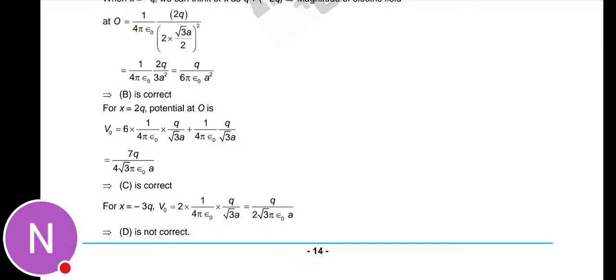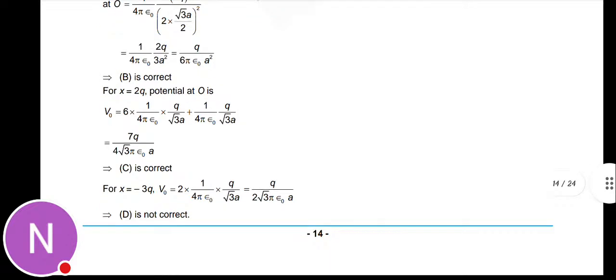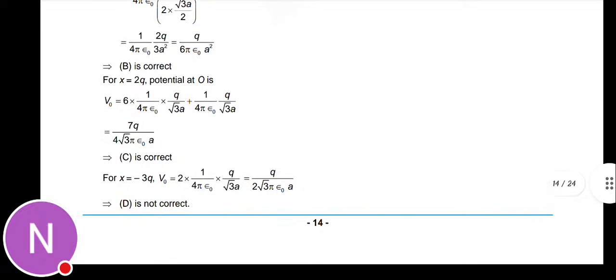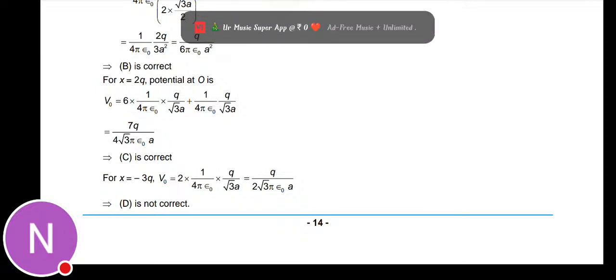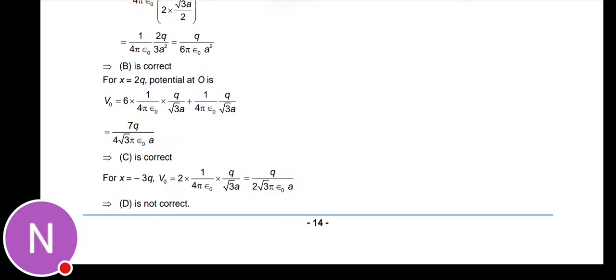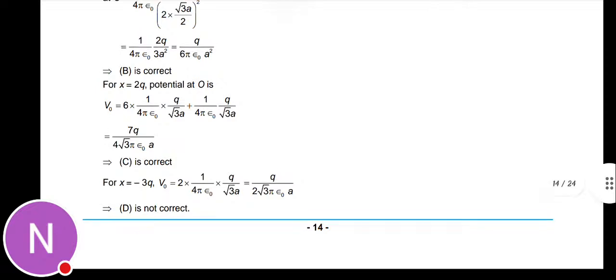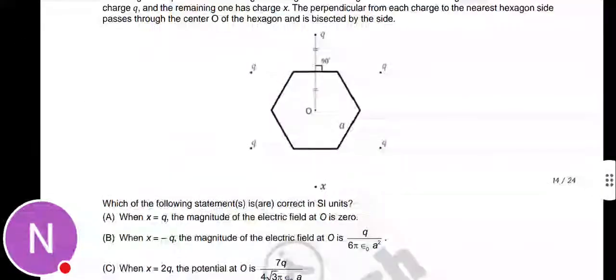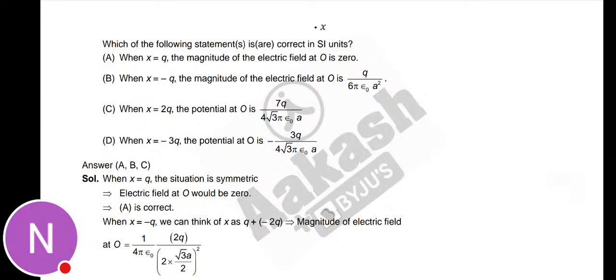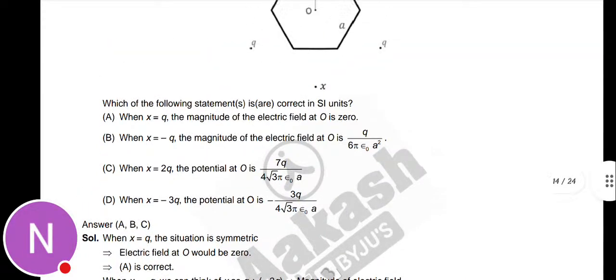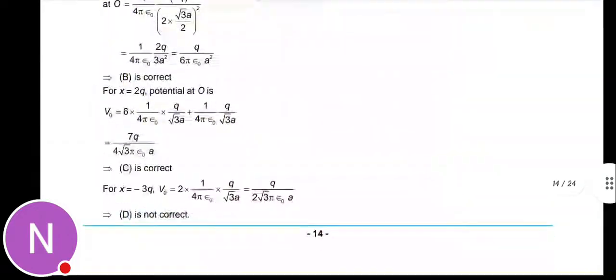For x is equal to 2q, potential at O is V naught is equal to 6 into 1 by 4 pi E naught into q by root 3a plus 1 by 4 pi E naught into q by root 3a, so 7q by 4 root 3 pi E naught a. It is the correct formula. Now for x is equal to minus 3q, V naught is equal to 2 into 1 by 4 pi E0 into q by root 3a, which is q by 2 root 3 pi E naught a. So D is not the correct answer. So therefore options A, B and C are correct, but option D is wrong. So therefore A, B, C is the answer for question number 13.